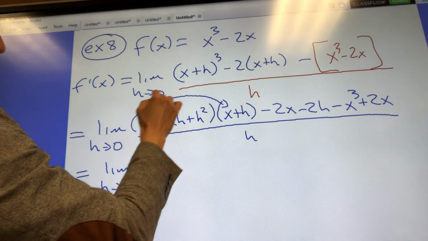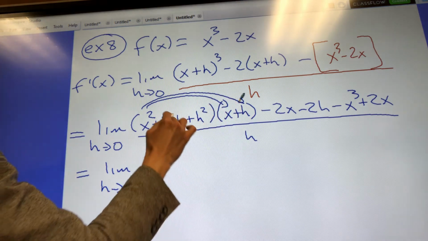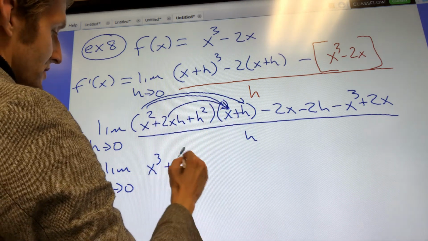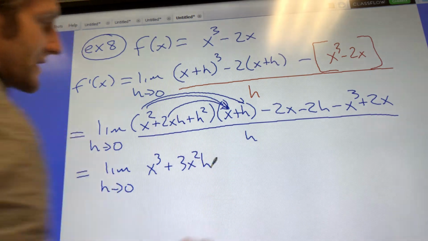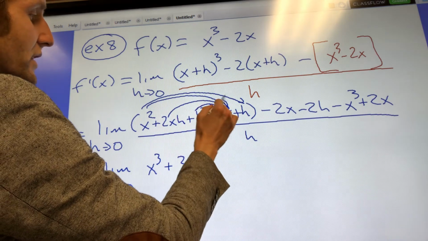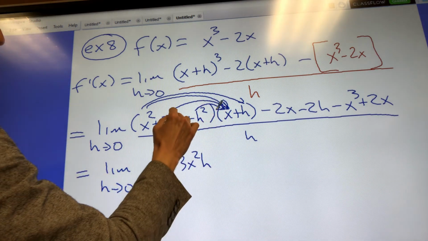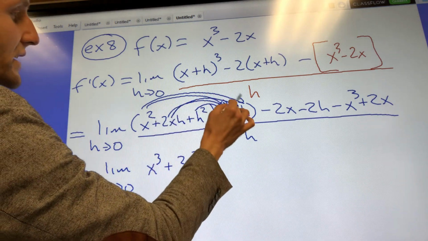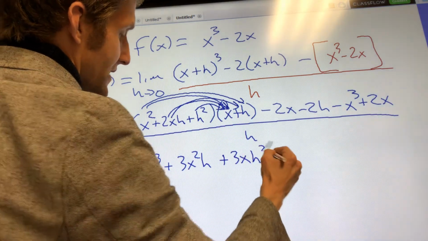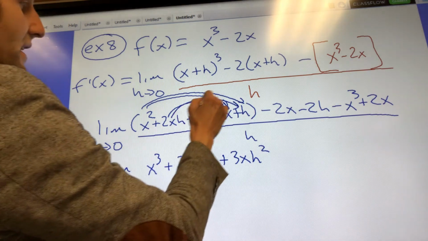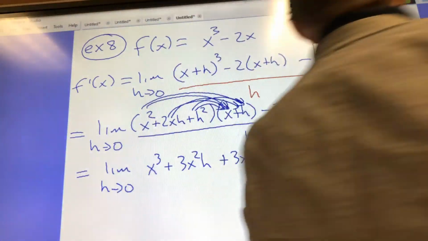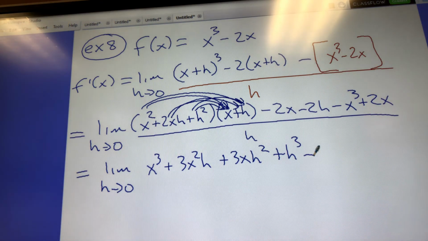Then what do I have? I have x squared h and 2x squared h, so it sounds like I have 3x squared h. And then I'm going to have an h squared x and 2h squared x, so I'm going to have 3 of the x h squared. And then I'm going to have h to the third. Again, if we don't have that Pascal's triangle memorized, that's what we're going to do.